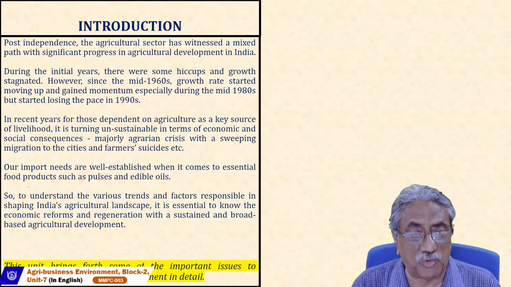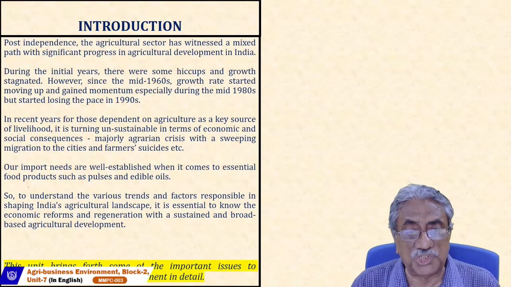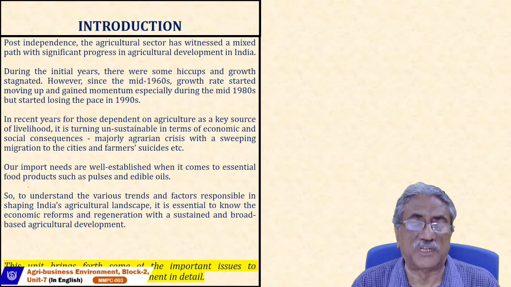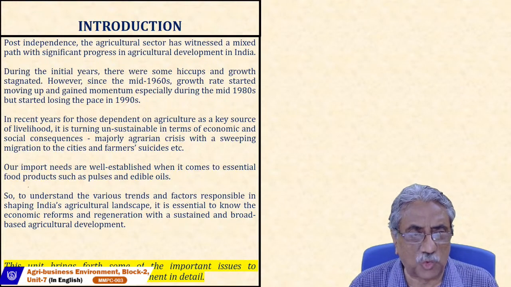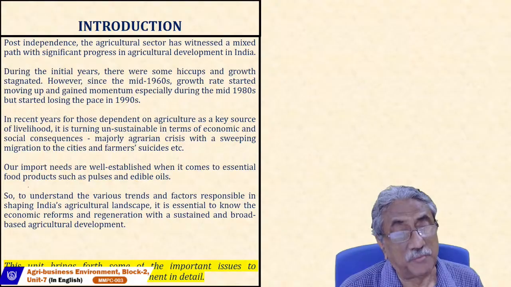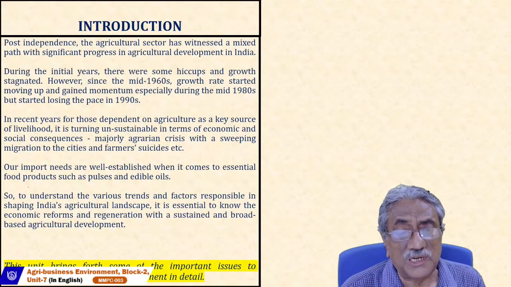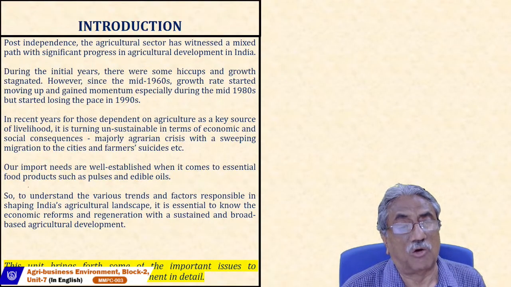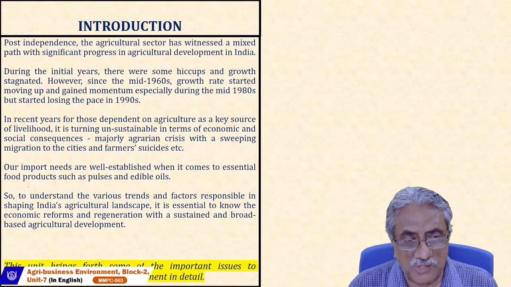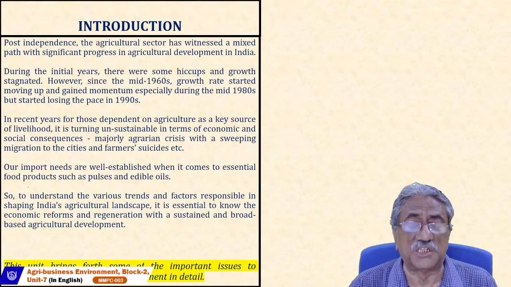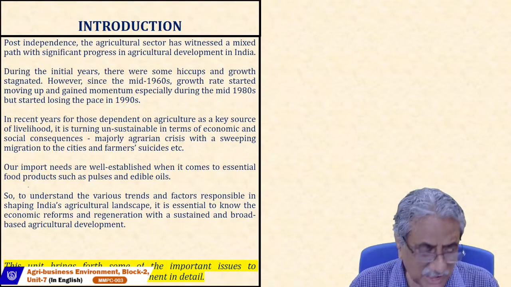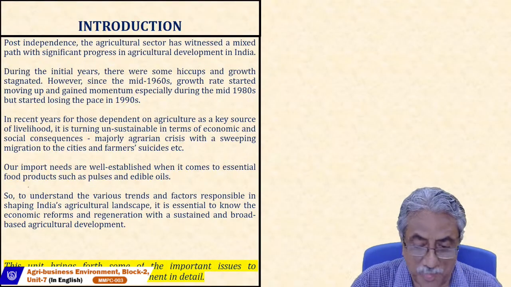So, to understand the various trends and factors responsible in shaping India's agricultural landscape, it is essential to know the economic reforms and regeneration with a sustained and broad-based agricultural development. So, we need to know what economic reforms the government implemented, so that there is sustainability of agricultural development. This unit brings forth some of the important issues to understand agriculture development in detail. That's what we'll go for next.